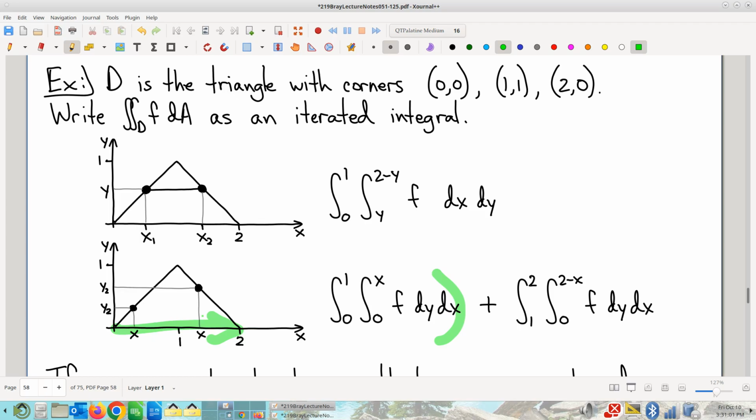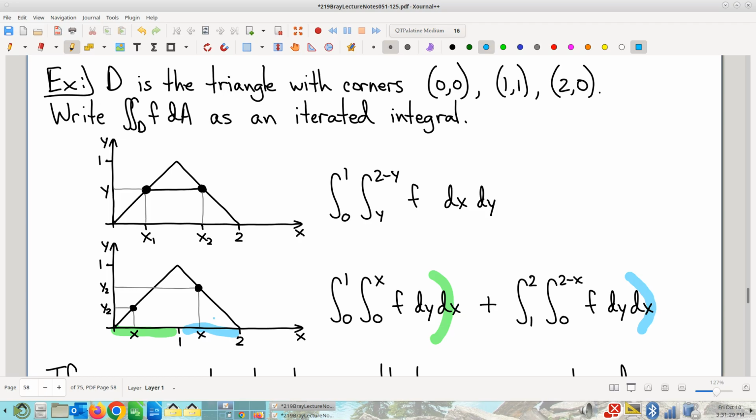You'll notice that's not what I wrote down. It would actually be a real problem to write x as going from 0 to 2. Let me show you why I did what I did instead. Instead, I did x from 0 to 1. And then subsequently, x going from 1 to 2.